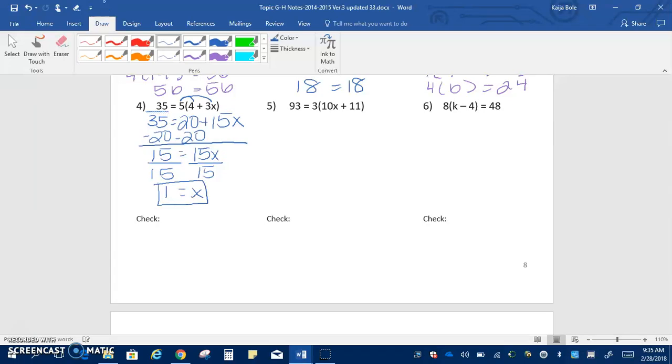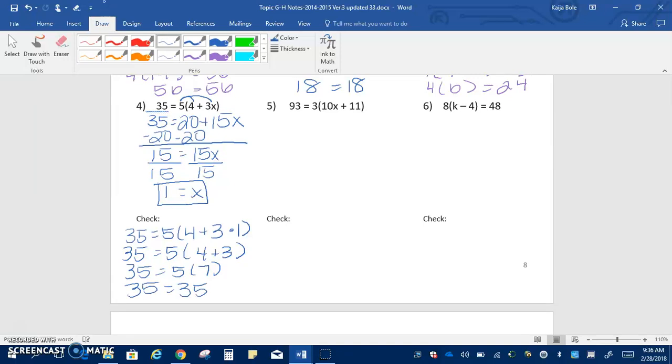So if we go in and check, we have 35 equals 5 times 4 plus 3 times 1. We get 35 equals 5 times 4 plus 3. 35 equals 5 times 7, and we do get that 35 equals 35, so we are good to go.